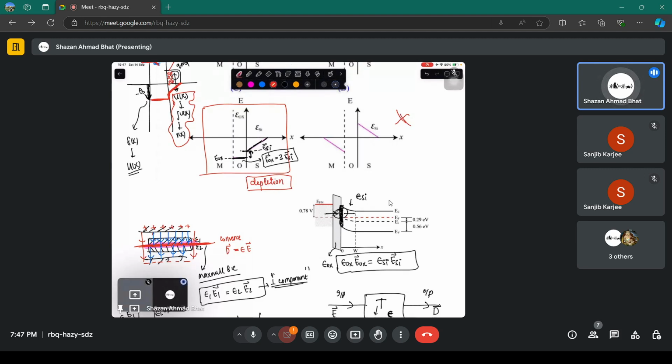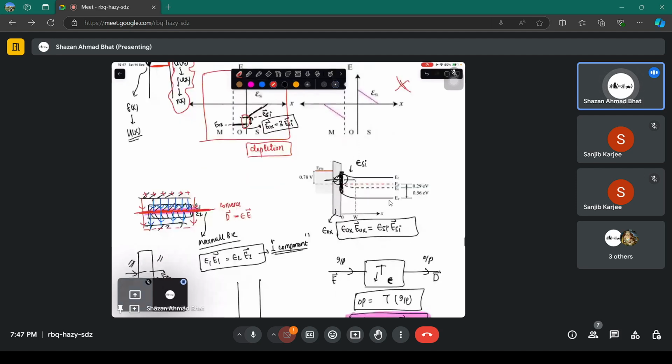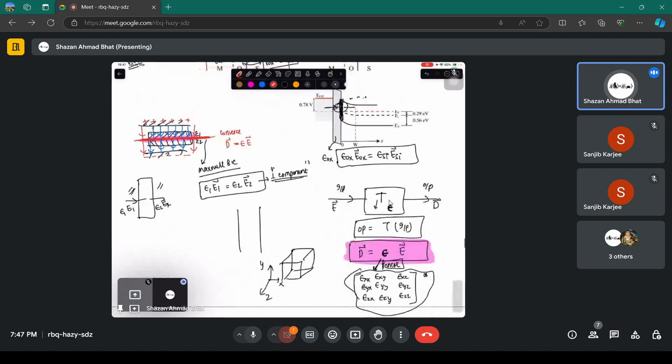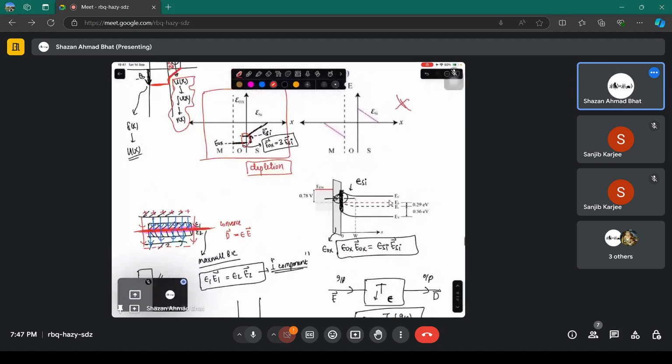And near the interface, what happens is that it drops because of the interfacial phenomena and the boundary condition you have used. The magnitude of the electric field overall in oxide is greater than that in the silicon. That's why there's a drop shown in the electric field.